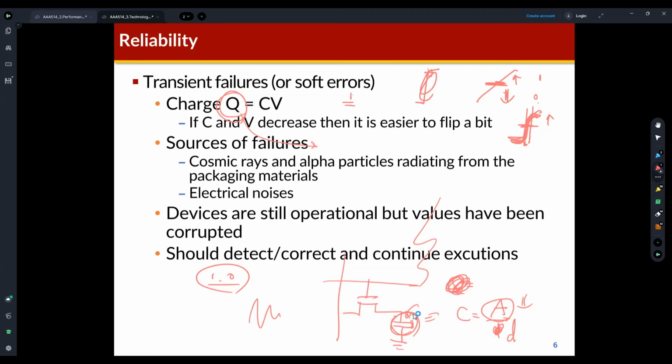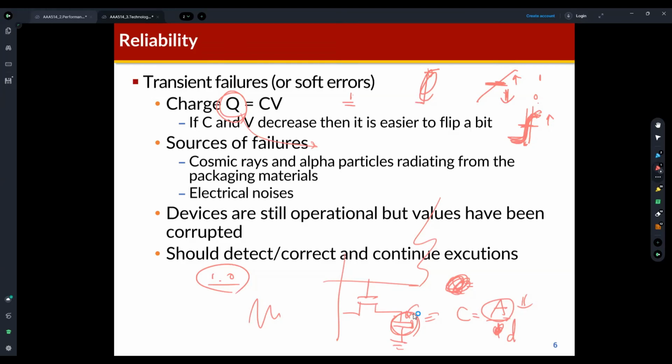Okay. Also, we can describe the reliability issue as the digital circuits generating incorrect data, or the data stored in memory devices being changed, which is called the reliability issue.